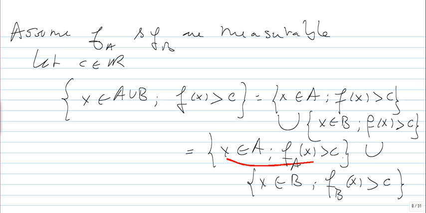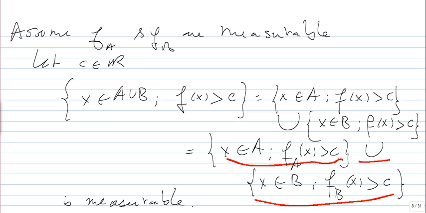So now we assume that fA and fB are measurable. Since fA is measurable, this set will be measurable. And since fB is measurable, this set will be what? Measurable. So the union of two measurable sets will be what? Measurable. Therefore, this set is measurable, which implies that f is measurable.